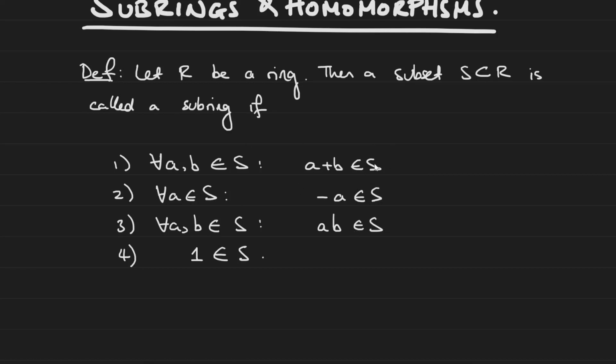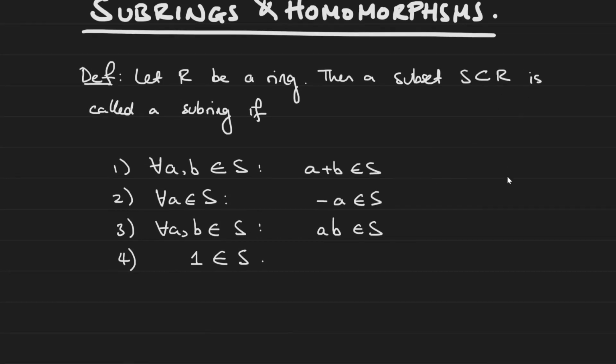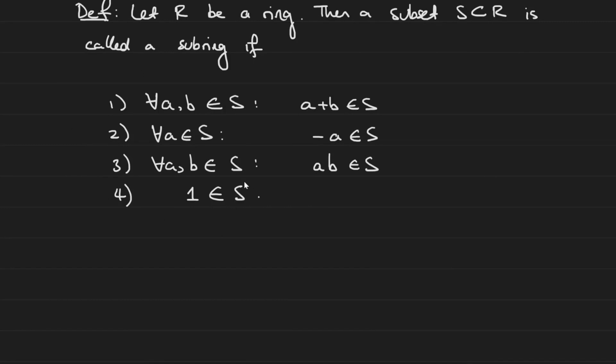So this is quite nice, because if you have a subset of ring R, you don't have to go through all of the ring axioms again to verify that it's a ring. You can just check these conditions over here. Just a nice remark I want to make.